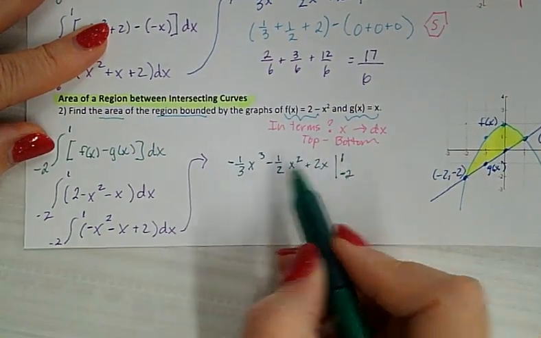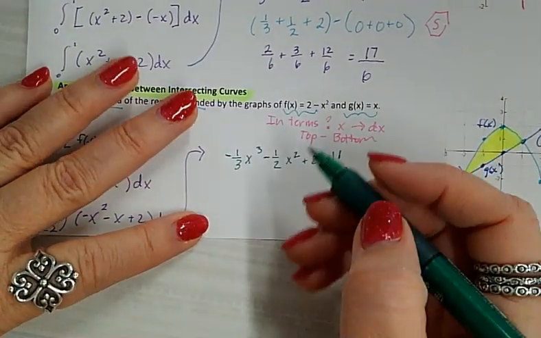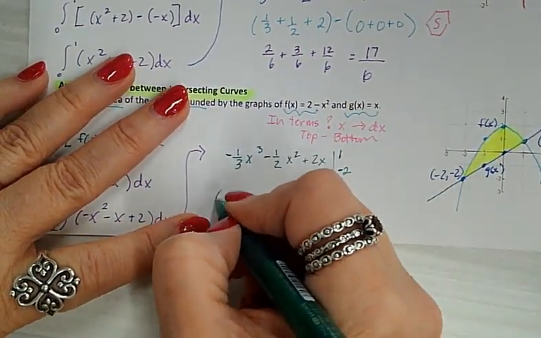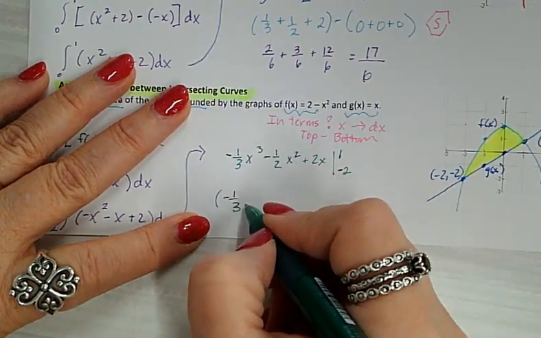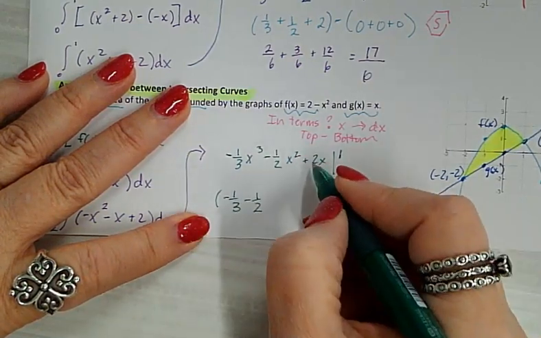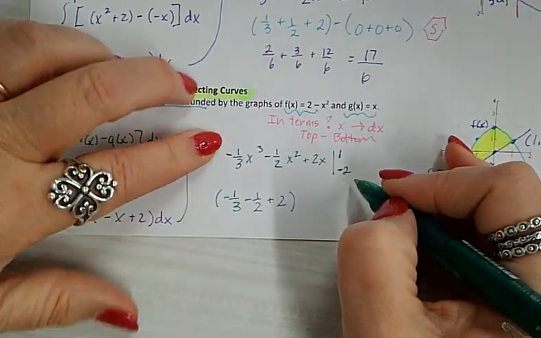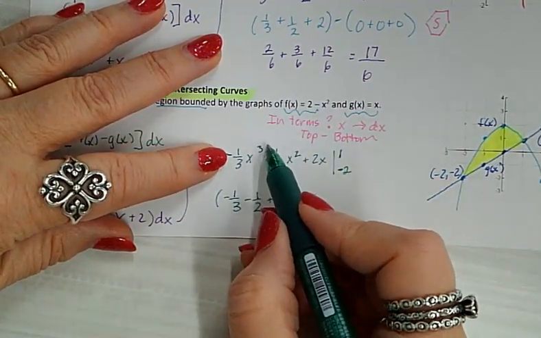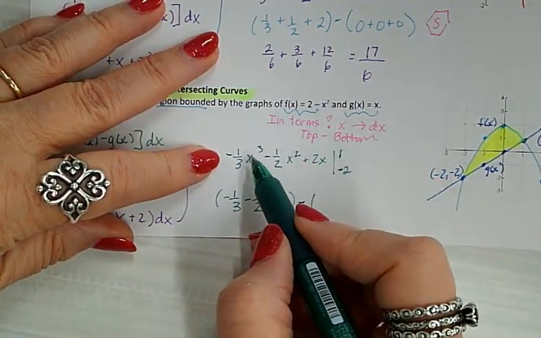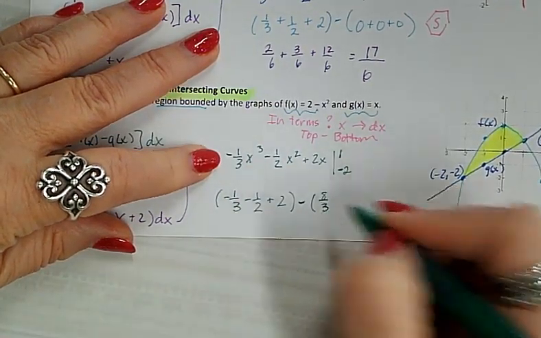So I'm going to plug in the 1 to all of this, subtract, plug in the -2 to all of this. So as I do the first part, and I plug in a 1 here, I get -1/3. When I plug in a 1 here, I get -1/2. When I plug in a 1 here, I get 2. Now I'm going to plug in a -2. And so I do -2 cubed, which gives me -8. -8 times -1/3 gives me +8/3.